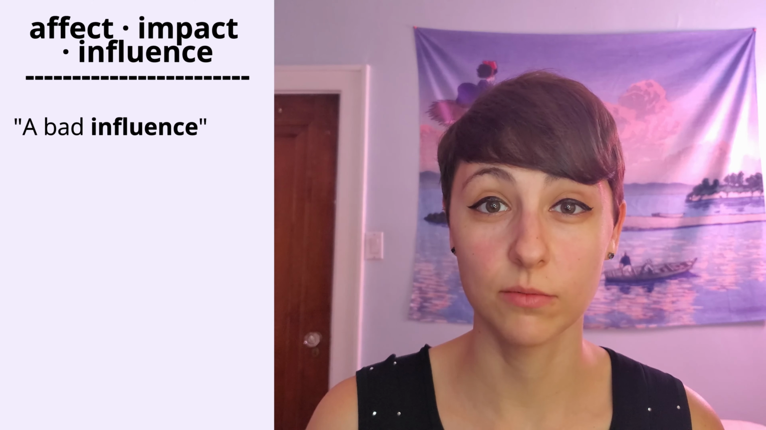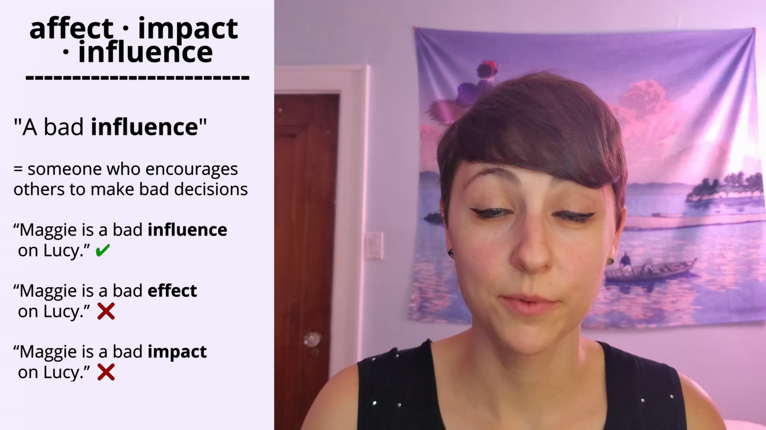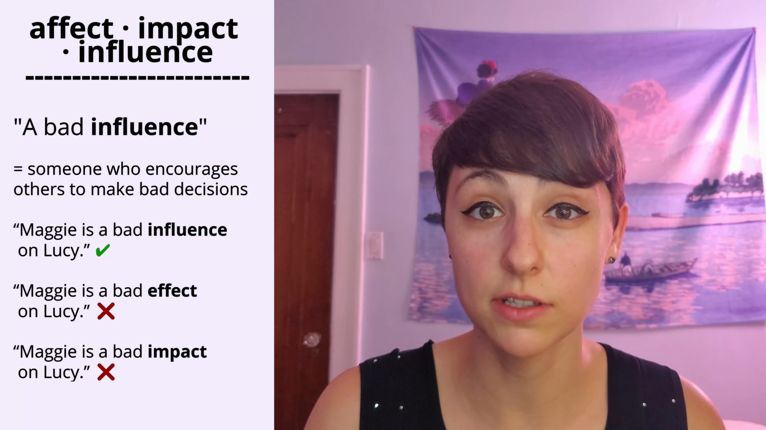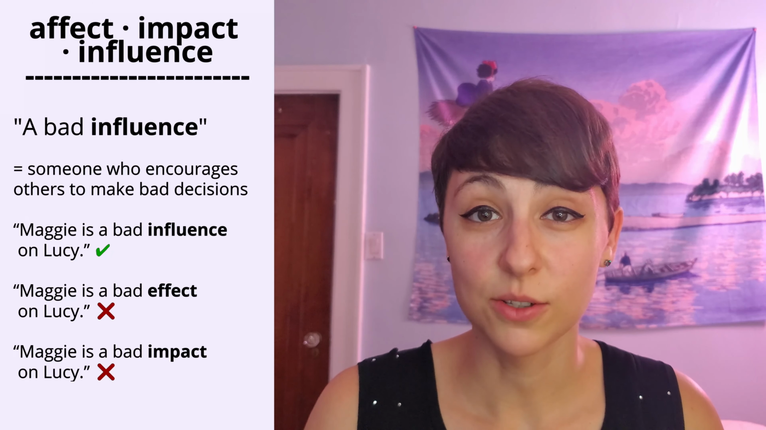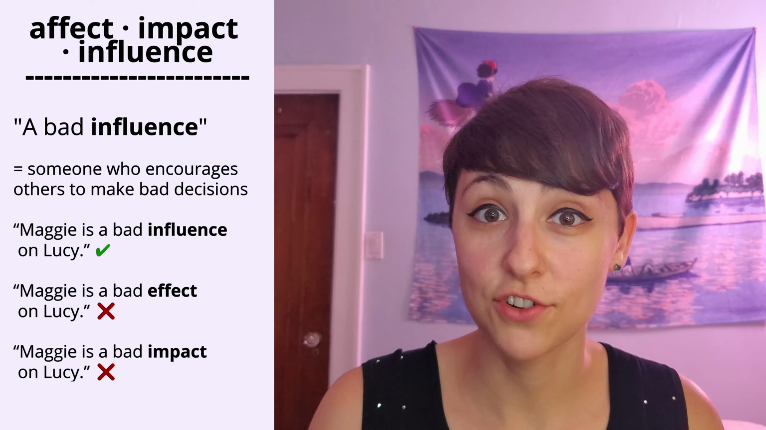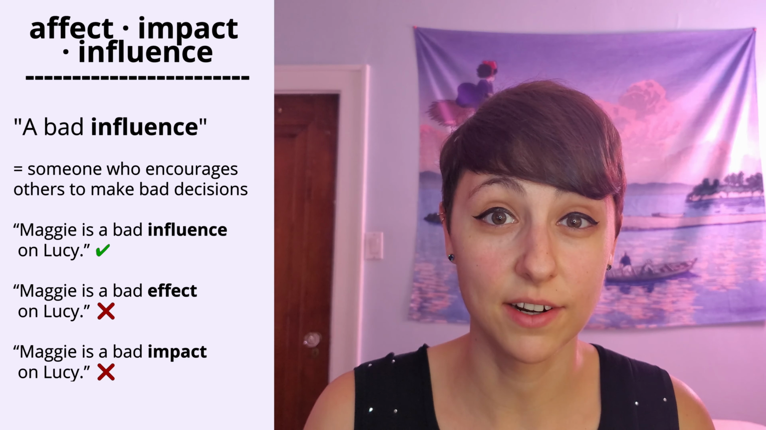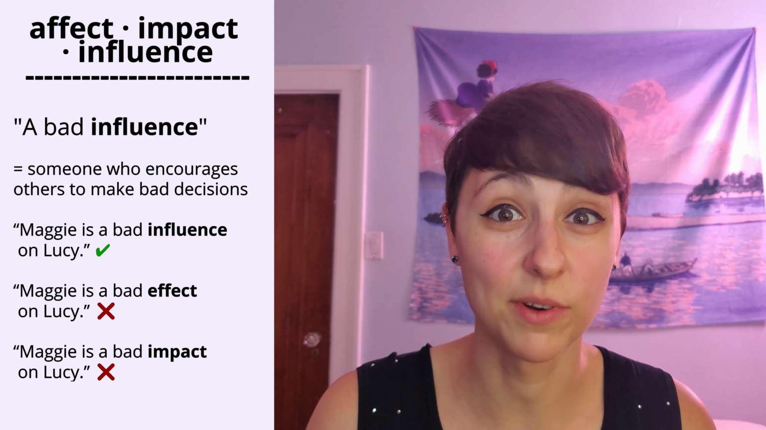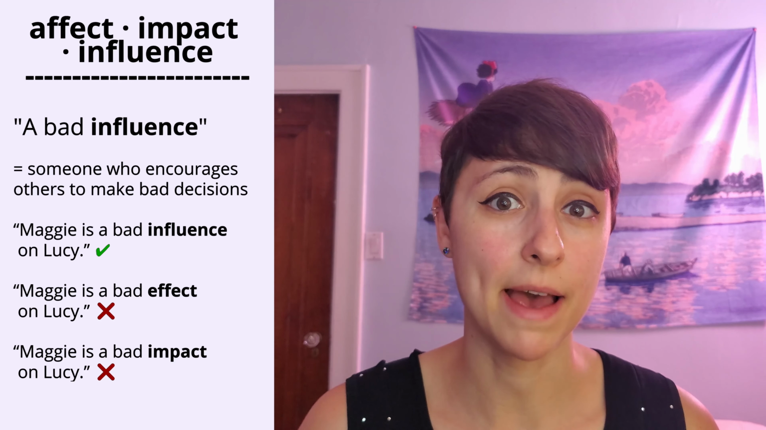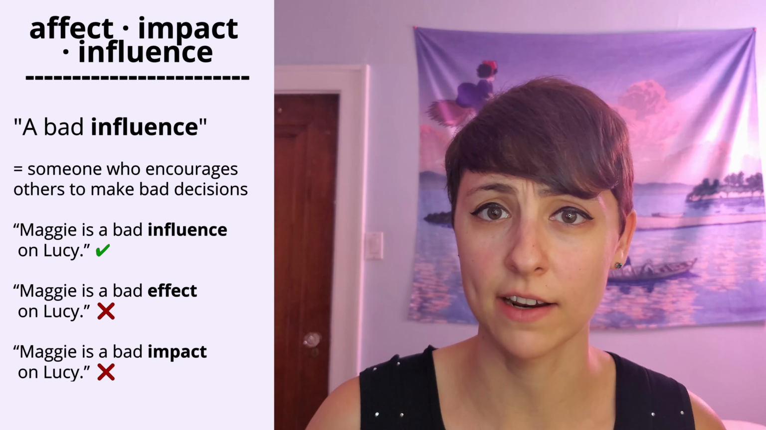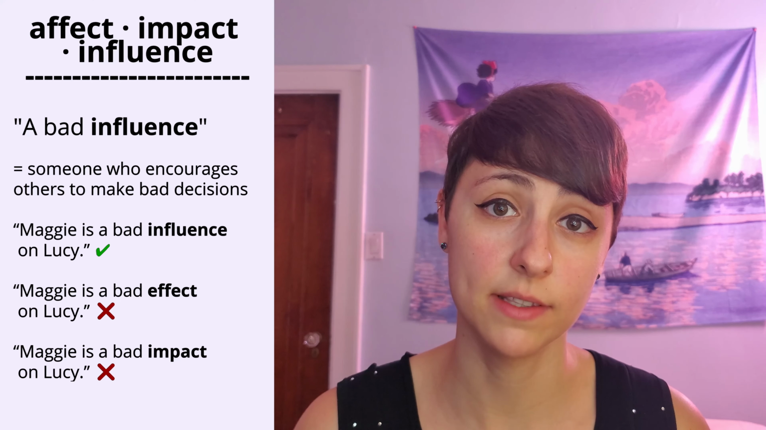Here's another example with influence. A bad influence. We call people who encourage us to make bad decisions bad influences. For example, Lucy is usually a well-behaved child, but her older sister Maggie is a bad influence on her. They always get into trouble when they play together. We cannot say Maggie is a bad impact or a bad effect on Lucy. It has to be bad influence.